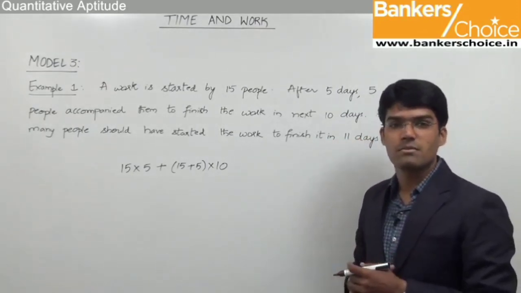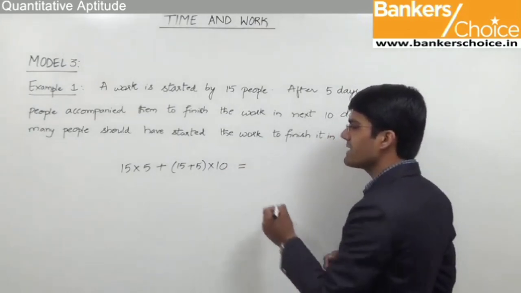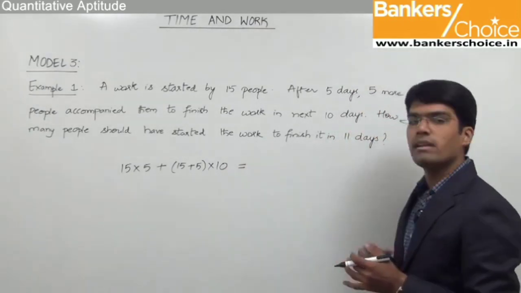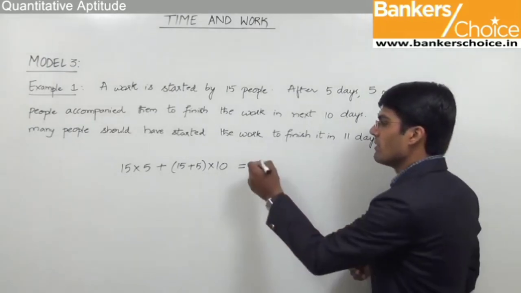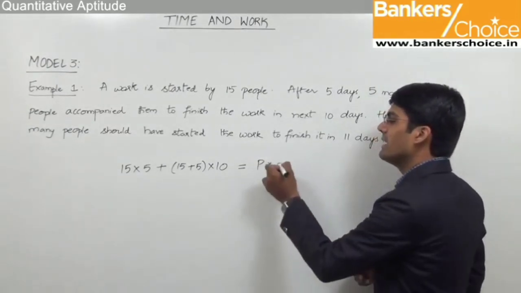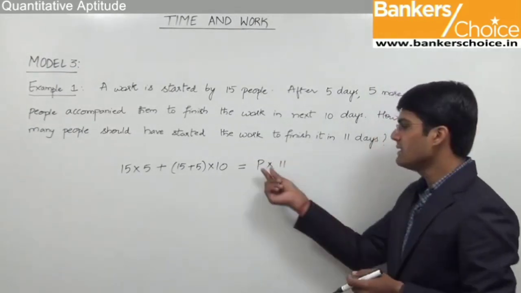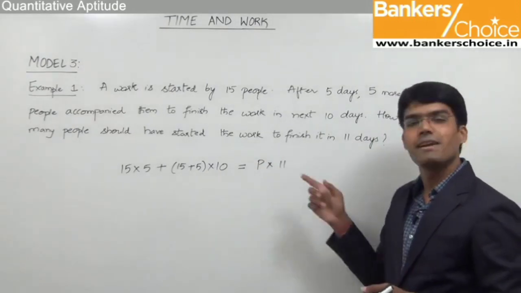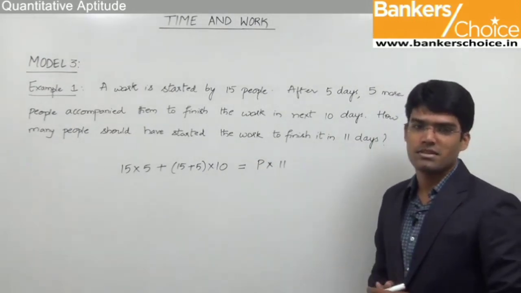So the same work has to be finished. So this can be balanced as, let us assume the number of people required to finish the work in 11 days is P. So P persons in 11 days, as these persons together finish the total work in 11 days. By simplifying this, we can get the answer for this question.